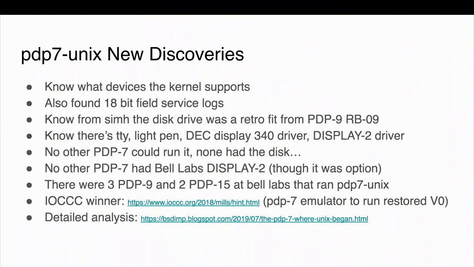So one of the interesting things is, now that we have version 7 running, we know what all the devices on it were. And it also so happens that we have the DEC field service logs for all the 18-bit machines that another, different pack rat squirreled away in his garage and scanned in probably 7 or 8 years ago. And from these two sources, we know that there was a TTY and a light pin and a DEC 3040 display driver, which, by the way, was the display that had the music on it in my video. And a Display 2 driver, which is a custom piece of hardware that I've not been able to find any pictures of, that Bell Labs built for acoustics and visual processing.